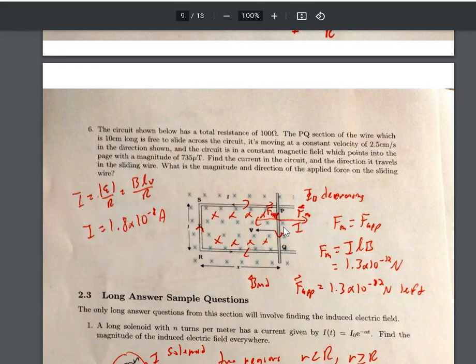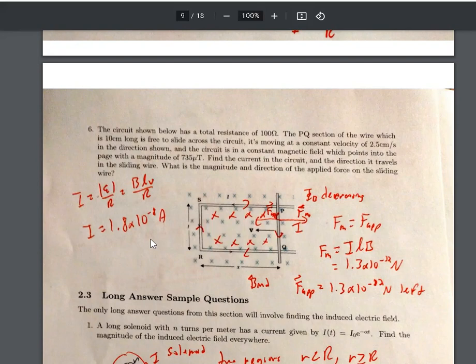So as this thing moves this way in a constant magnetic field, that tells us that there's less and less flux as it moves over because the area is decreasing. Okay, so that means it creates its own magnetic field to reinforce that external one. So it also points into the page, just like the external magnetic field does.